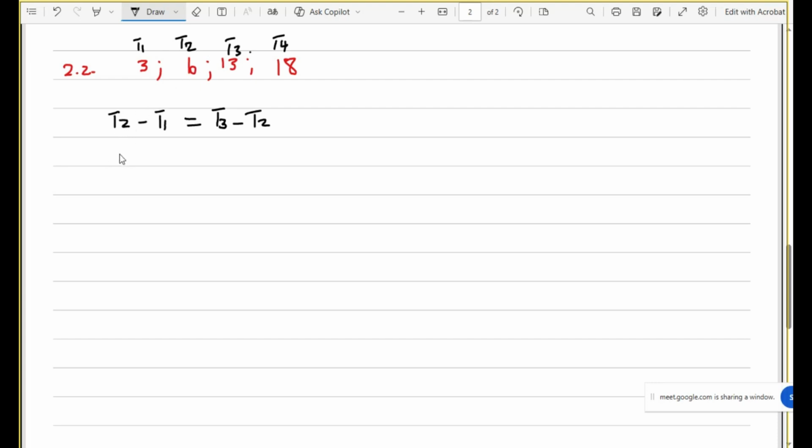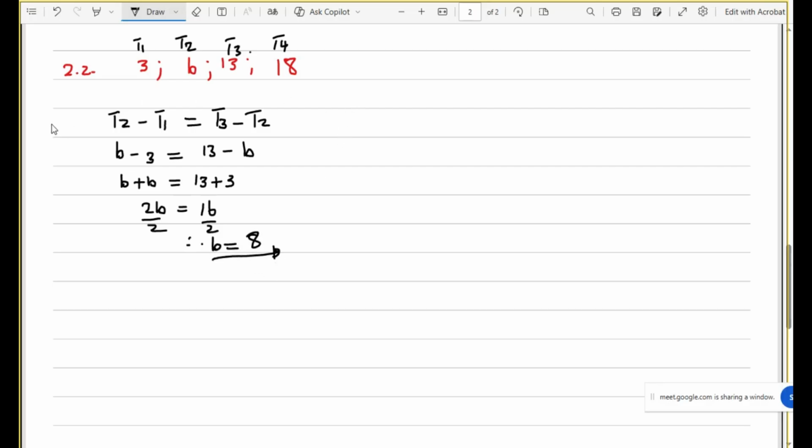Therefore, what is your T2? B minus T1, which is 3. Equate this to T3, which is 13, minus T2, which is B. So group the like terms. This will be B plus B, because the B comes this side, this will be 13 plus 3. This is 2B, it's equal to 16. Divide both sides by 2. Therefore, this gives me B to be 8.